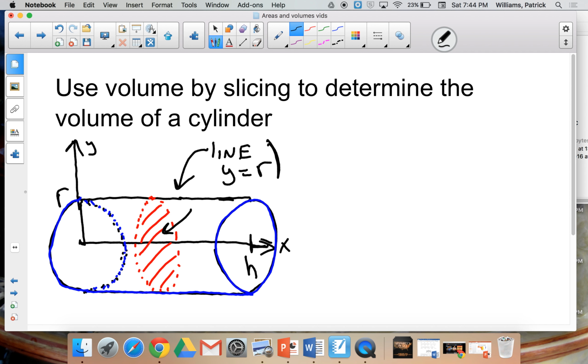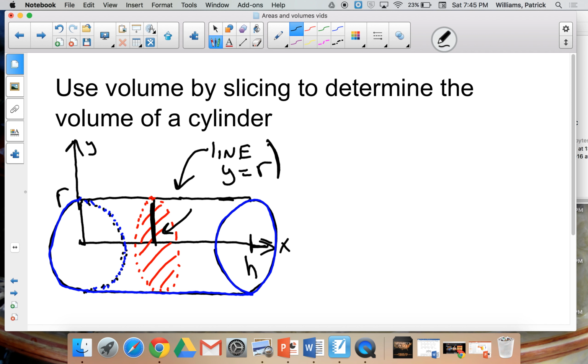Notice the cross section is perpendicular to the x-axis, okay? That's a detail that's going to be very important as we look at the next couple of slides. Okay, so if we want to find the volume of this thing, well, we know that the area of all these cross sections is going to be pi times whatever this radius of that circle is squared.